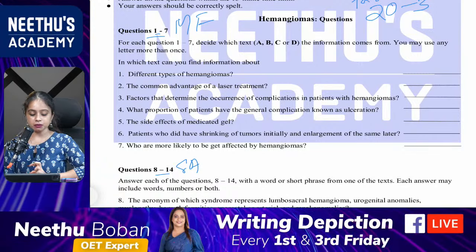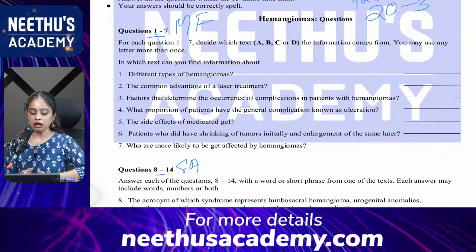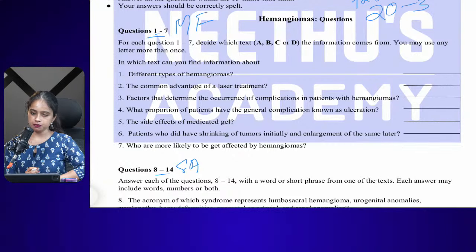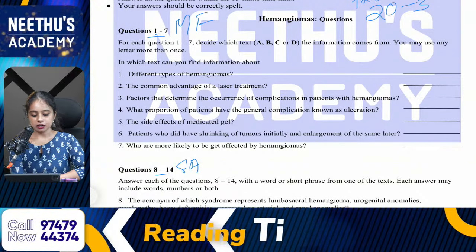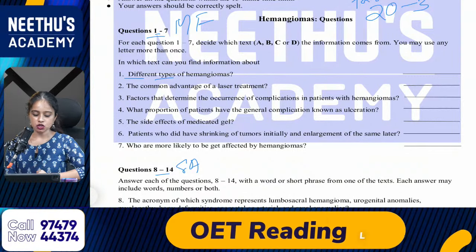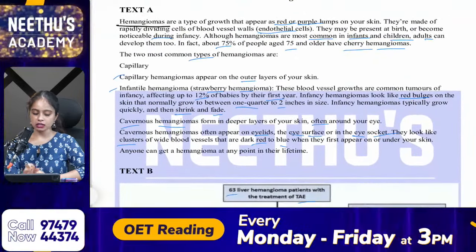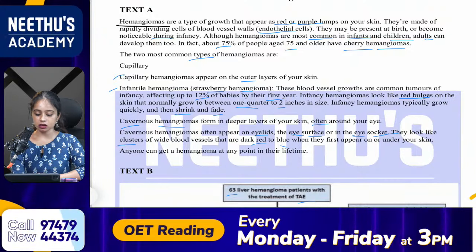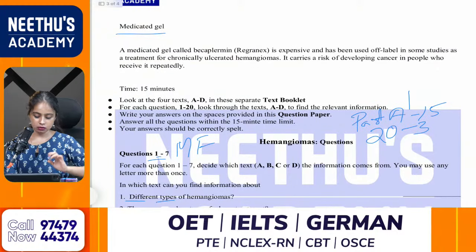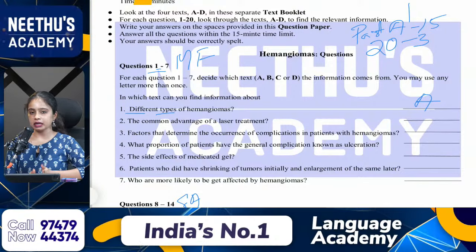So, coming to the first question. Different types of hemangiomas. Okay, so where they have mentioned different types of hemangiomas. When you read the question also, you can mark the keywords. So, what are the keywords? Different, types. These are my keywords from the first question. As we have already read the paragraph, you know that it is from text A. Here they have mentioned the two most common types. See, so it is very easy. That is from text A.